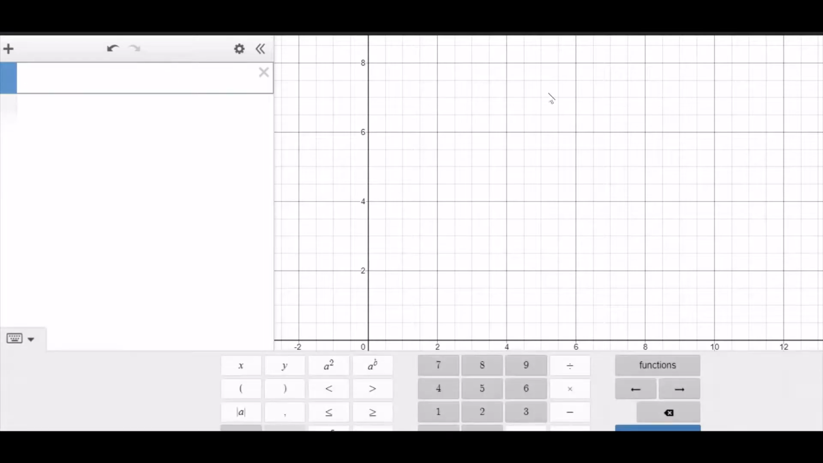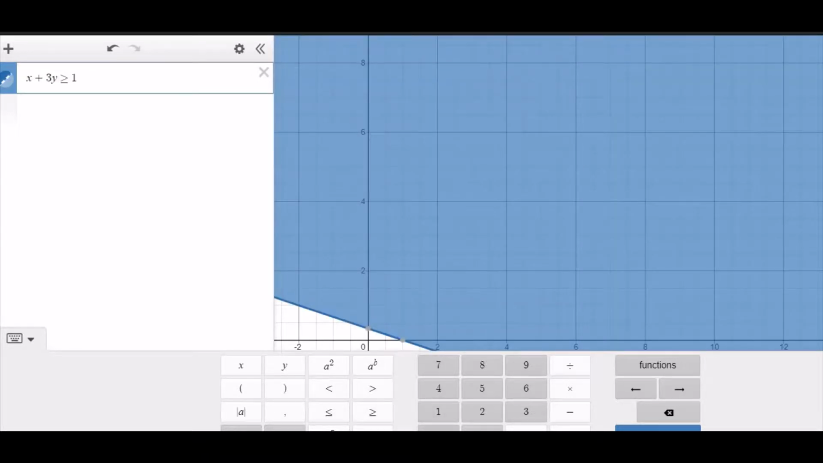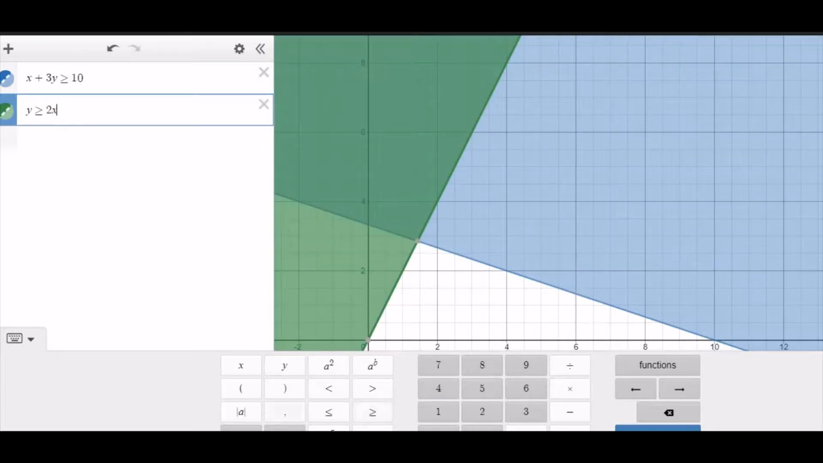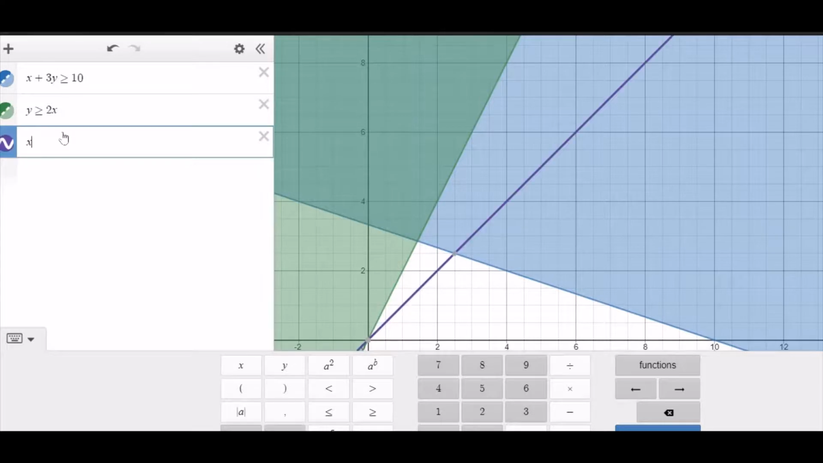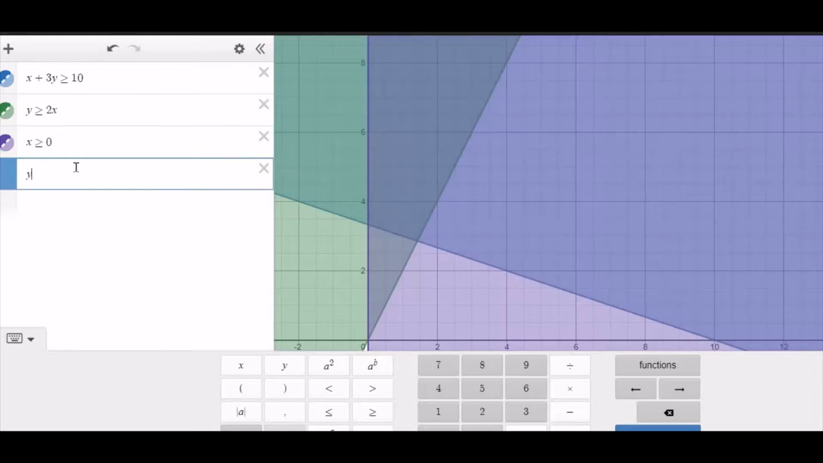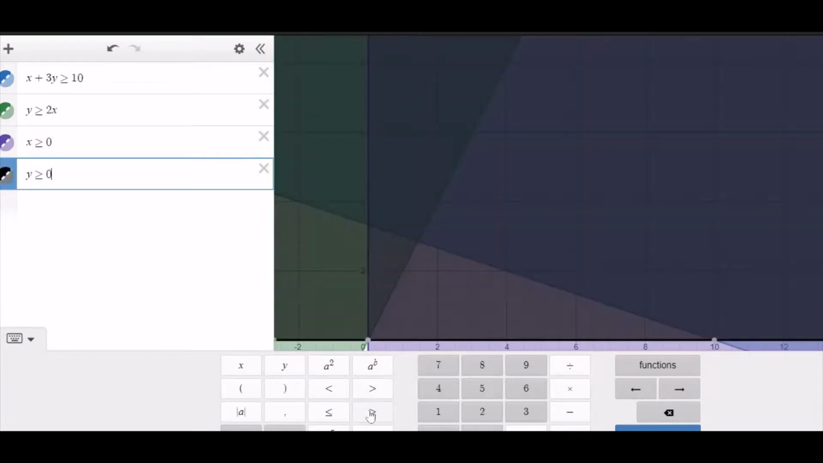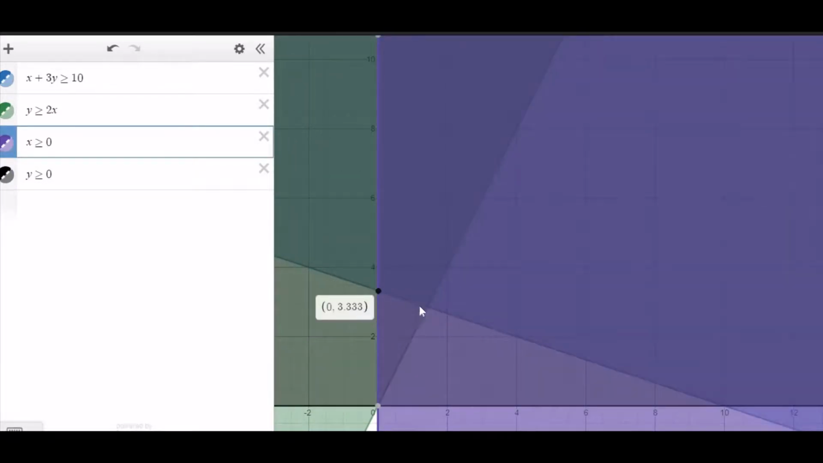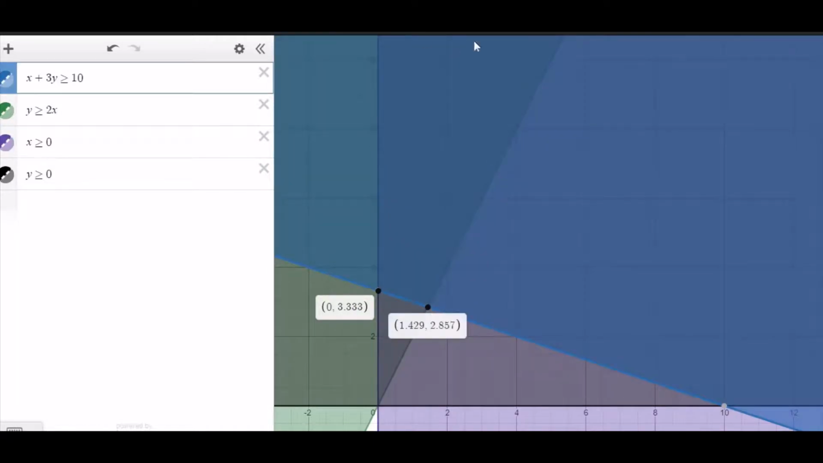So our constraints are x plus 3y is greater than or equal to 10. And we have y is greater than or equal to 2x. We have x is greater than or equal to 0. And finally we have y is greater than or equal to 0. So this is our region, this vertex and that vertex here, and it is unbounded from above, and these are our vertices.